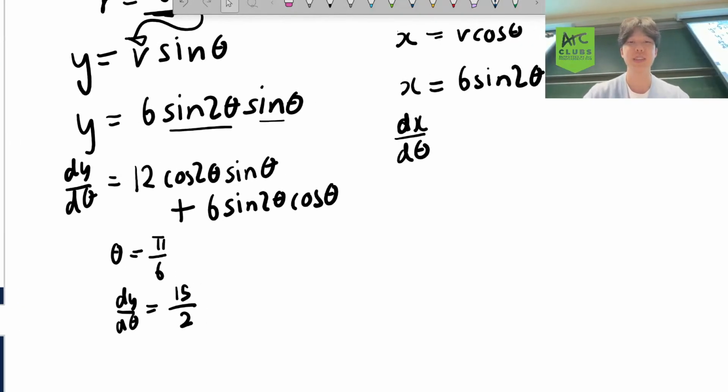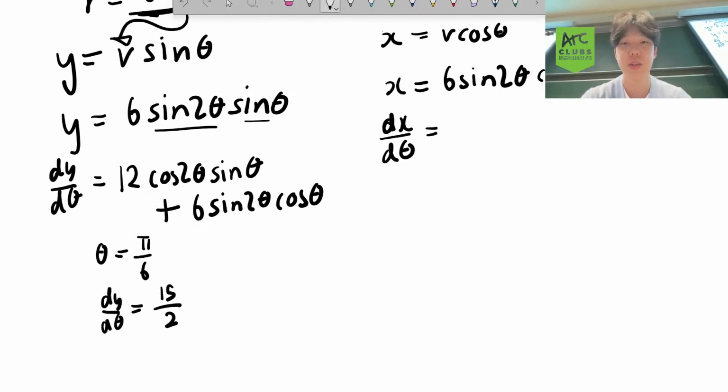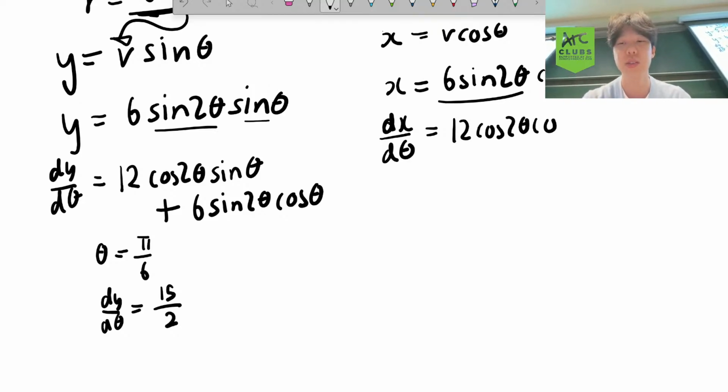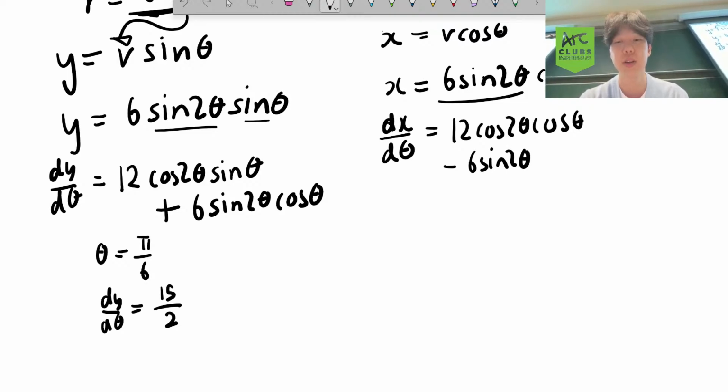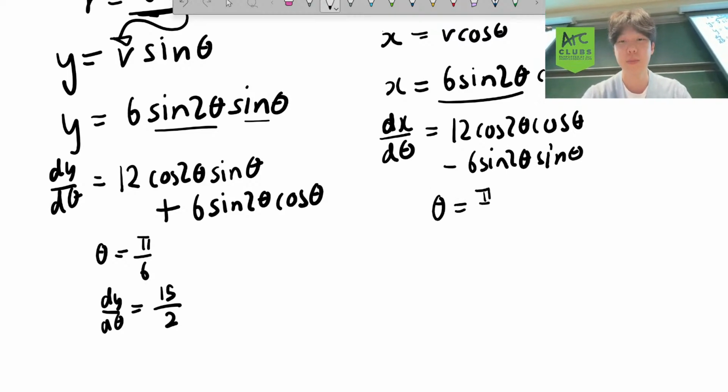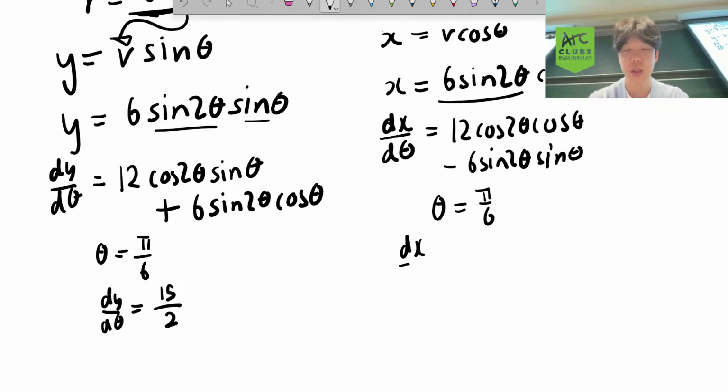Now we're going to do the exact same thing with dx/dθ. So the derivative of sin 2θ is 2 cos 2θ. So we get 12 cos 2θ cos θ. But this time, the derivative of cos θ is negative sin θ, so it's going to be minus 6 sin 2θ sin θ. Now we do the exact same thing. We're going to sub in θ = π/6. And we should get dx/dθ as 3√3/2.